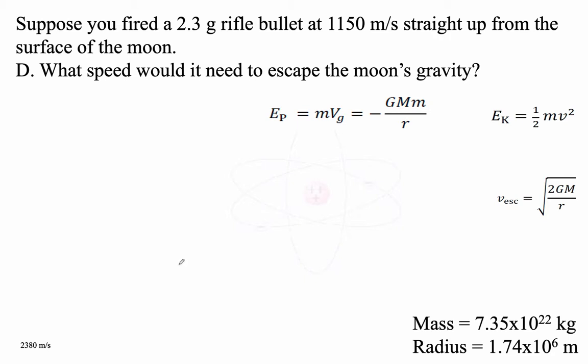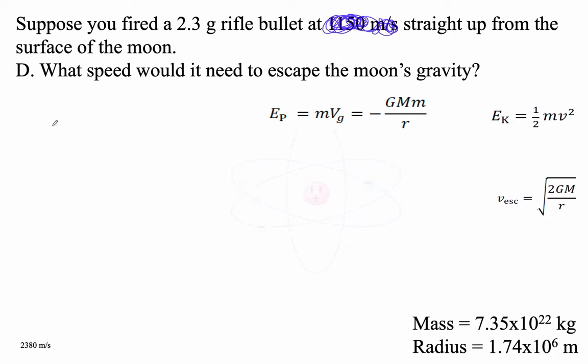Okay, so suppose you fired a rifle bullet straight up from the surface of the moon. What speed would it need to escape the moon's gravity? This goes up 534 kilometers and falls back on the moon and does not escape. But there's some velocity that will escape, right?